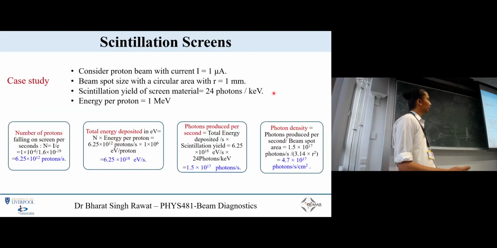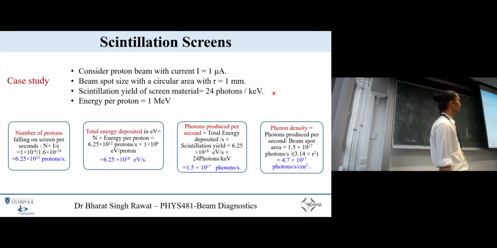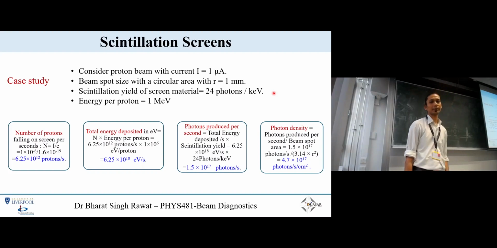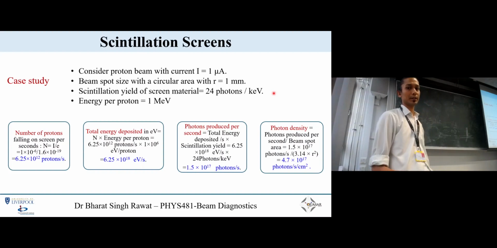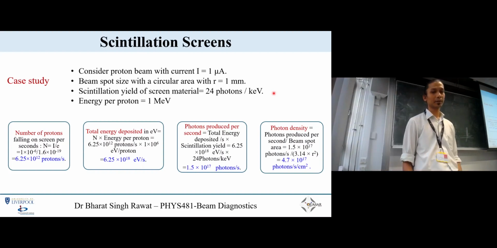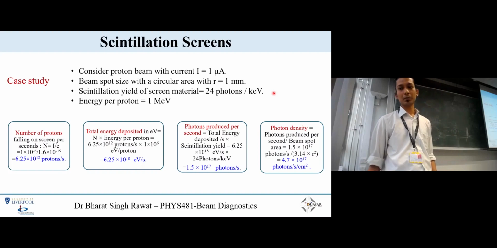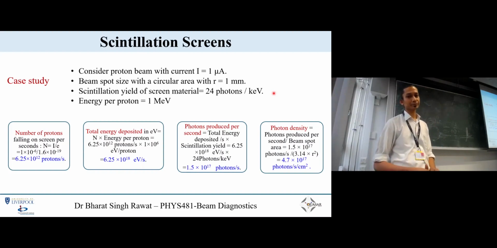So this is an example. Let's say you have a 1 microampere proton beam with a spot size of 1 mm. And you are given a material which emits 24 photons per keV of energy deposited. And your energy per proton in the bunch is 1 mega electron volt, for example. You want to calculate the photon density. So what you do first is estimate the number of protons in 1 microamp, which is just the current divided by e, the electronic charge. You get your number of protons incident on the target per second.